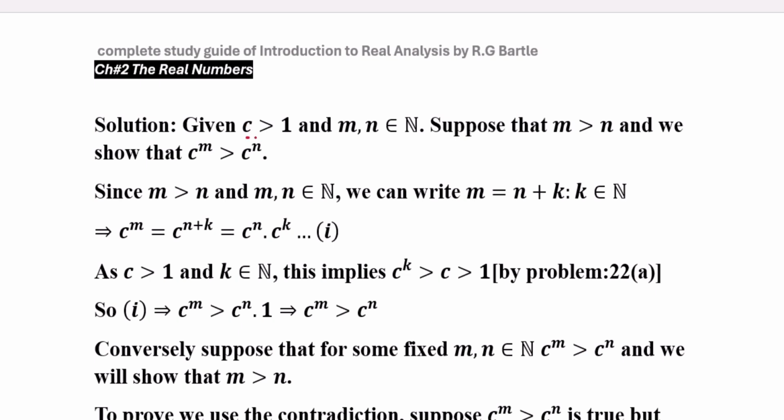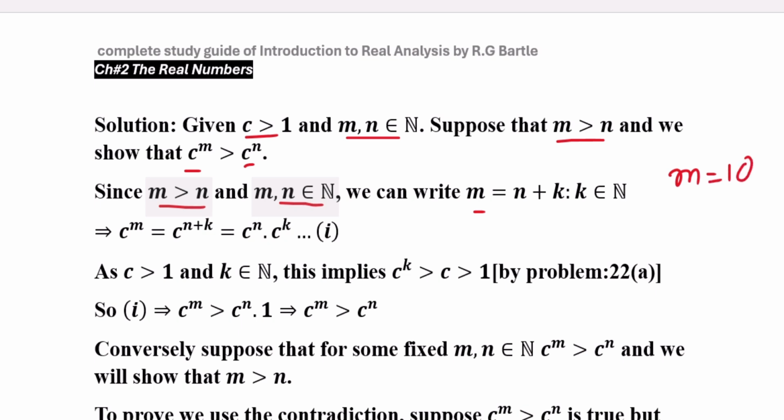Given c is greater than 1, and m and n both are positive integers, we suppose that m is greater than n, and we show c raised to power m is greater than c raised to power n. Since m is greater than n and both are positive integers, clearly m can be written as n plus k.